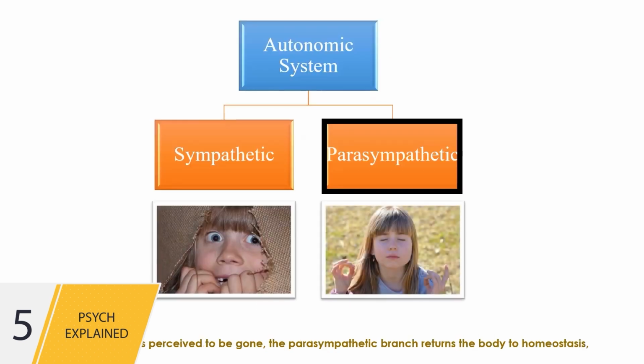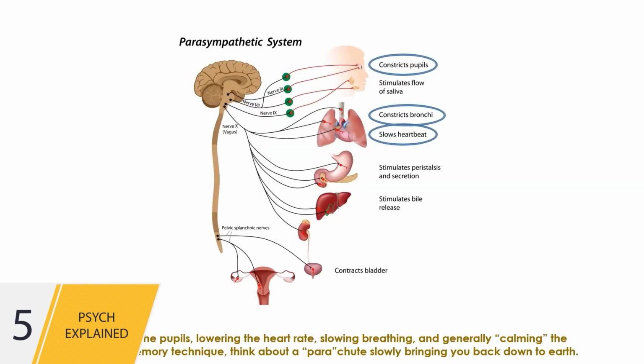After the threat is perceived to be gone, the parasympathetic branch returns the body to homeostasis, contracting the pupils, lowering the heart rate, slowing breathing, and generally calming the body. As a memory technique, think about a parachute slowly bringing you back down to earth.